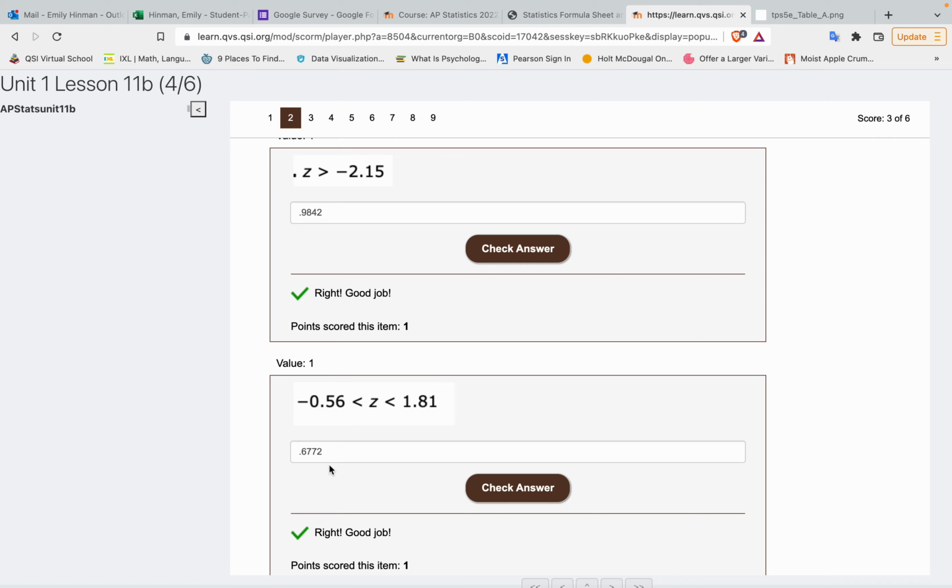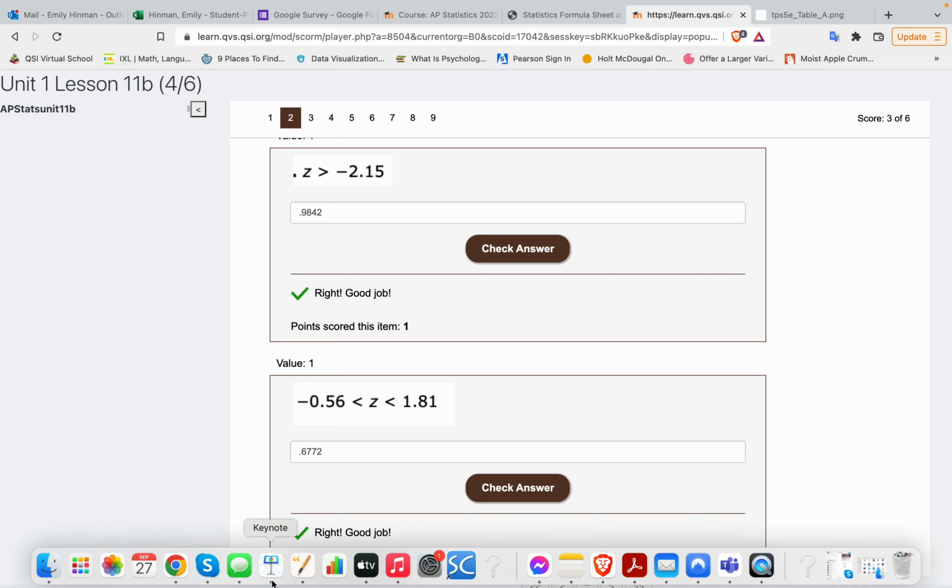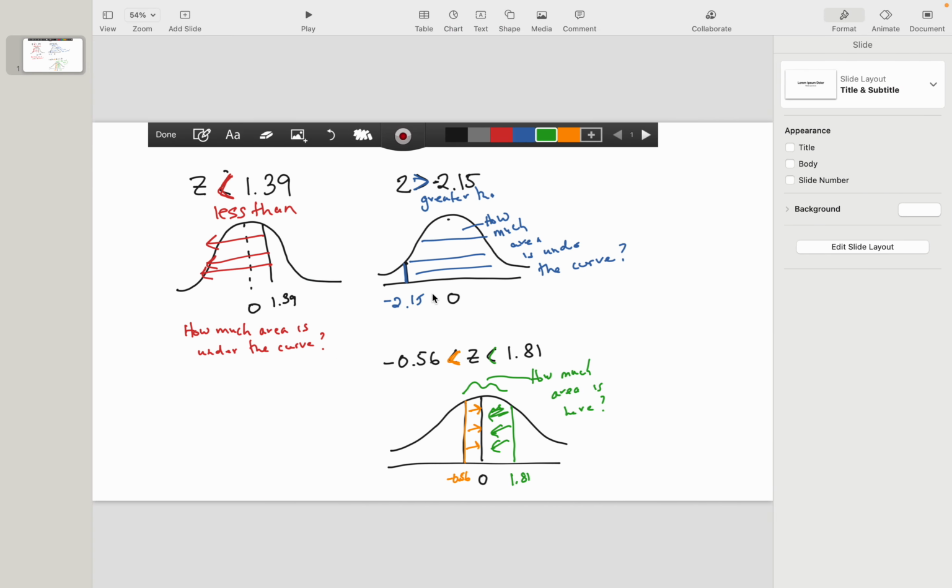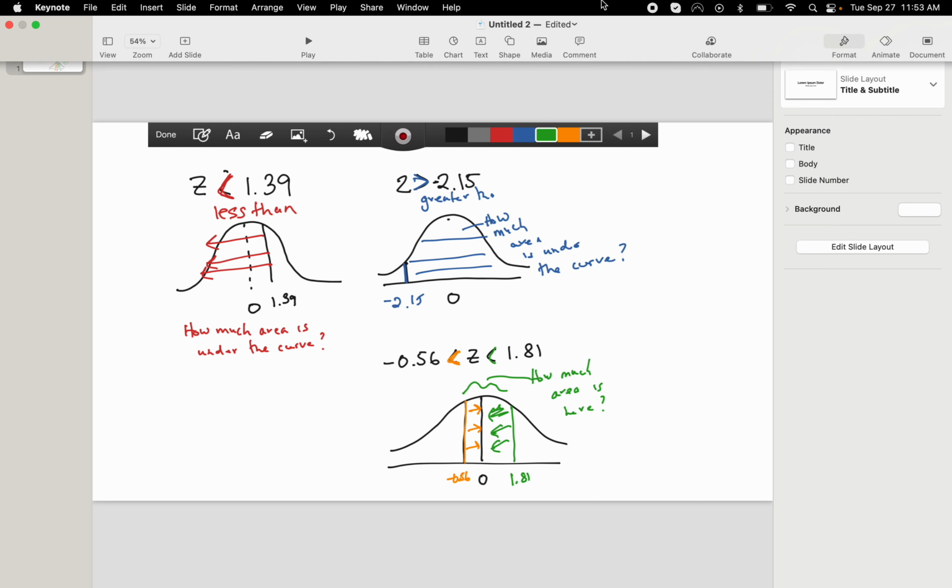So always start with a sketch. If you try to do these without looking at this picture, the whole thing becomes very, very confusing. Sketch it out, make a plan, and then go over to table A.